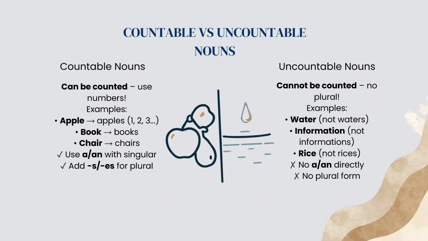Countable versus uncountable nouns. Now this is very important. Countable nouns, you can count them. Example: one book, two books. Uncountable nouns, you cannot count them directly. Example: water, information, advice. You don't say one water, you say a glass of water. This is where many learners make mistakes.